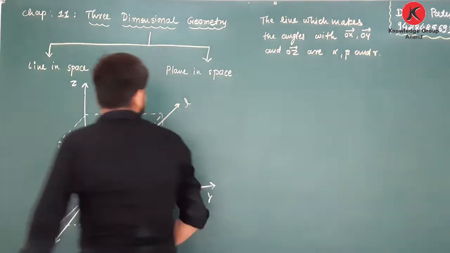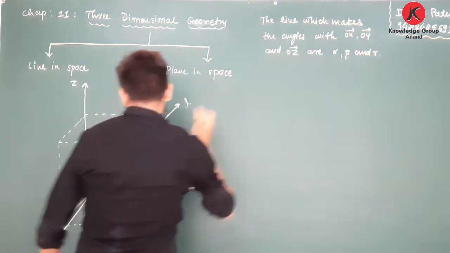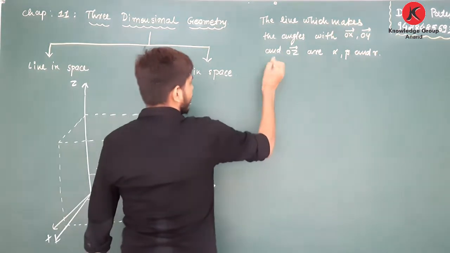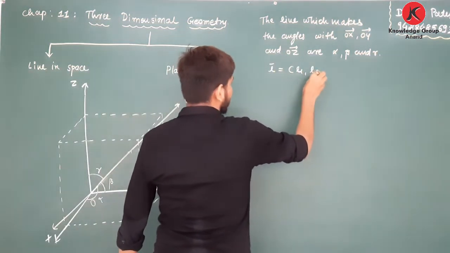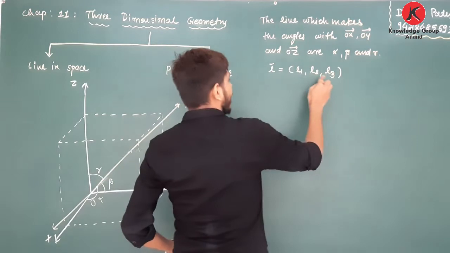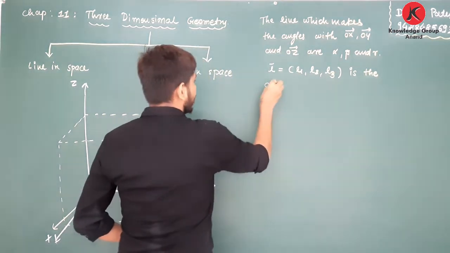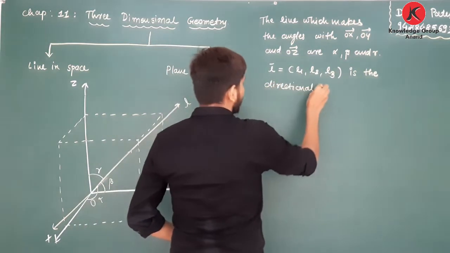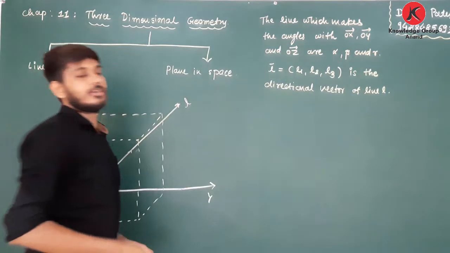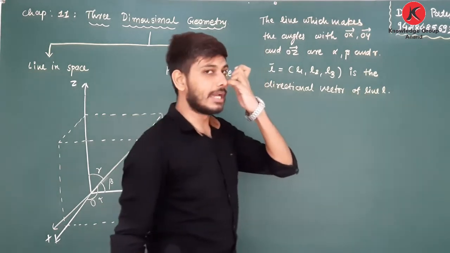Then we can write down the position vector in the direction of L, given as L bar, which is the vector in the direction of line L, also denoted as L1, L2, L3. It is the directional vector of line L. I am taking L bar equal to L1, L2, L3 as the directional vector of line L.